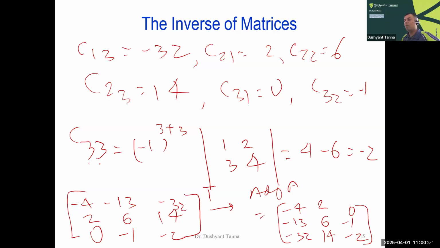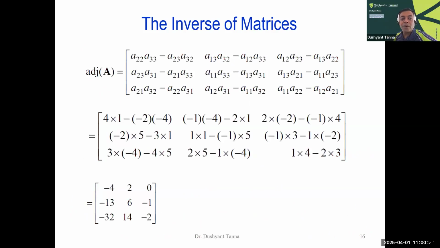Okay, so we find all the cofactors, we put them back in the same place, and then it's transposed. What is a transpose? Converting the rows into columns. There is a transpose function in Microsoft Excel as well. First row being converted into first column, second row, second column, third row, third column. So that's your adjoint.